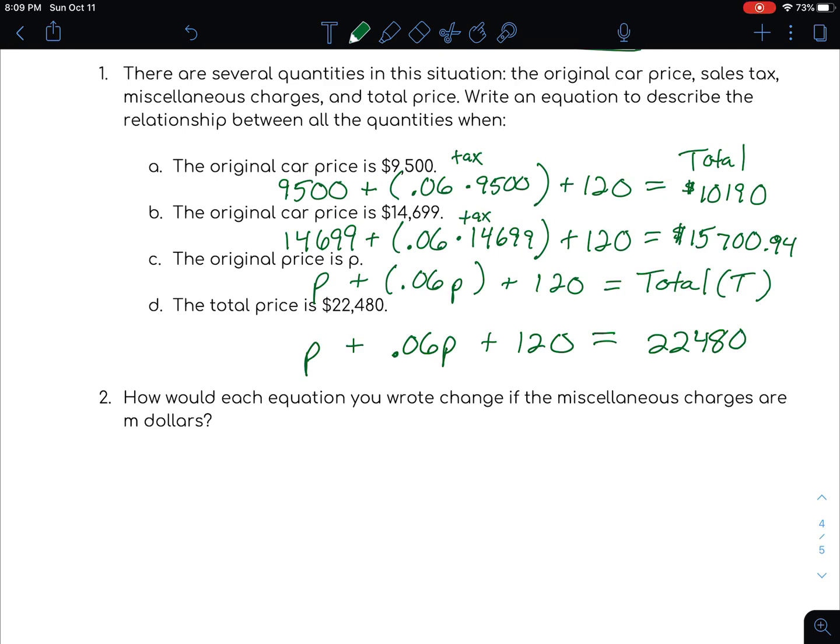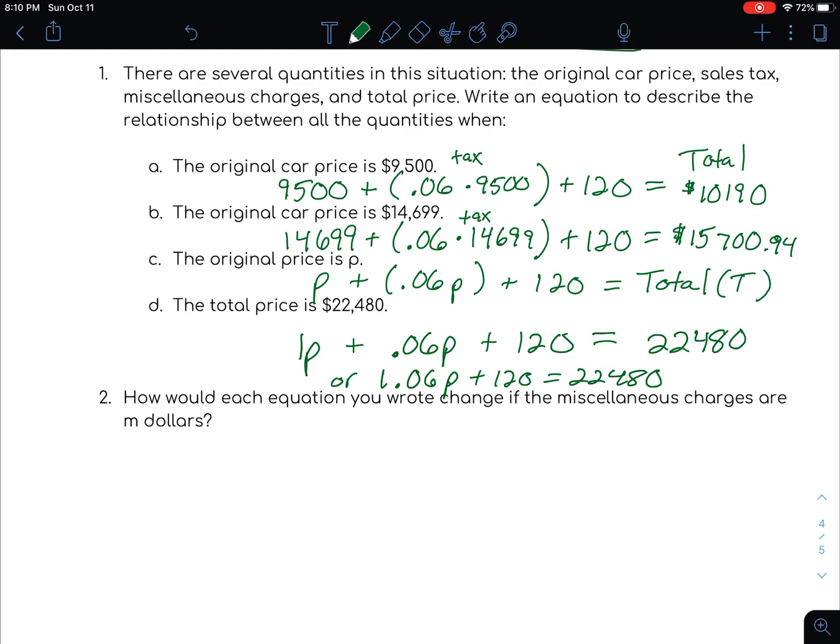Now, if you're looking at that problem, you might be able to notice that we could actually solve that problem if we wanted to, because we have some like terms that we can combine, and we have one single variable, P. We're not asked to do that here, but we could simplify this. So 1P plus 0.06P, if you combine these two like terms, we get 1.06P plus 120 is going to be equal to that $22,480.